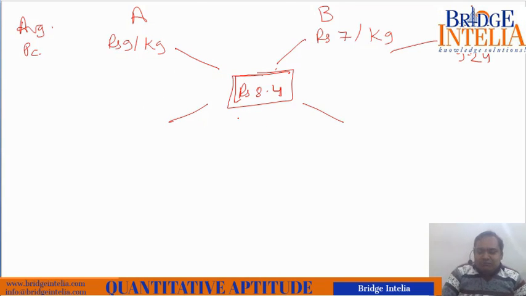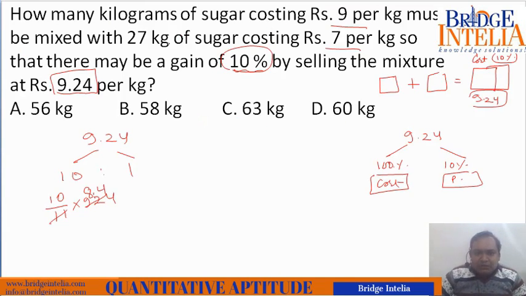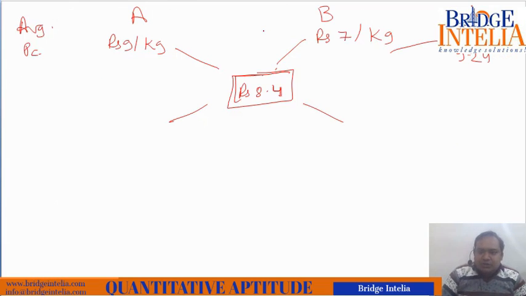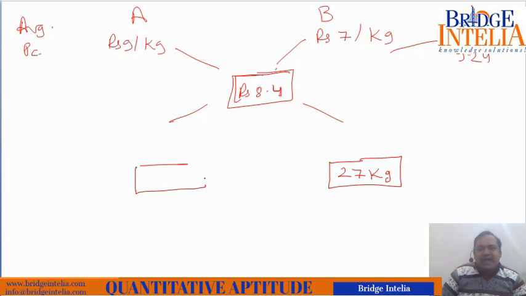So ratio is not given, but it is given that 27 kgs of type B is used. We have to simply find out how many kgs of type A should be used here. So let's apply the concept of alligation, the crisscross method. Let's find the ratio first.